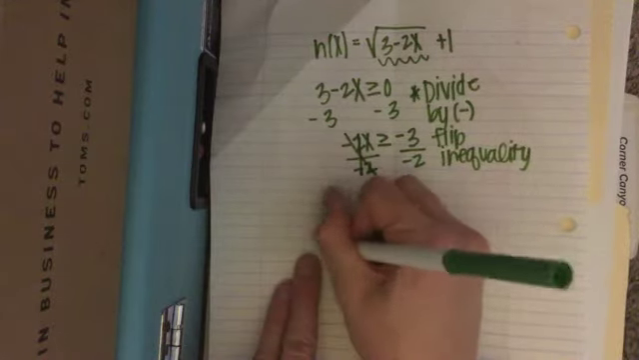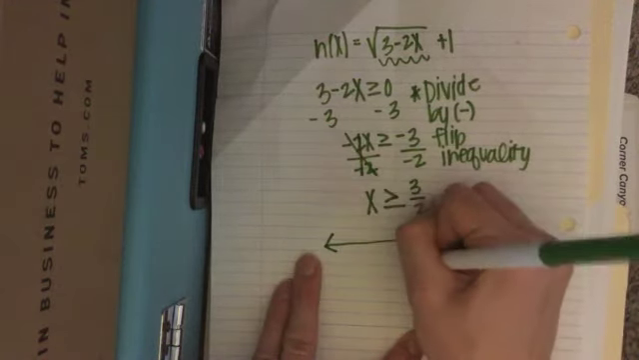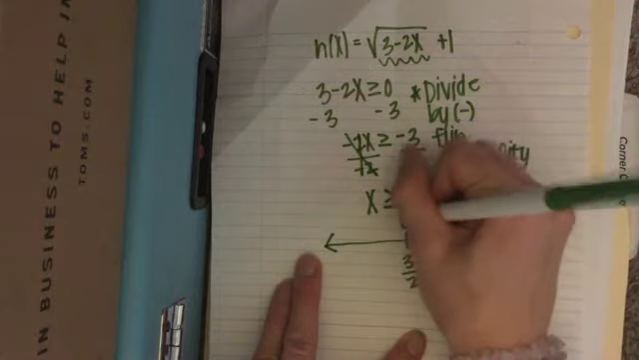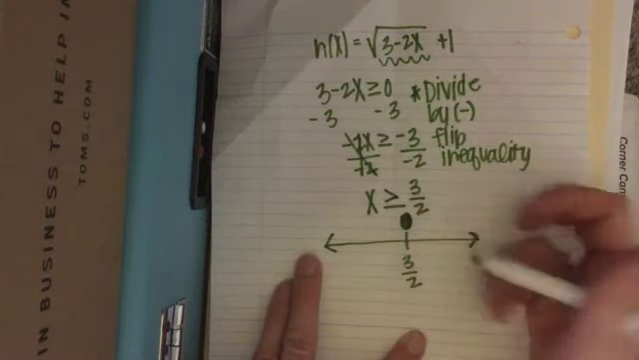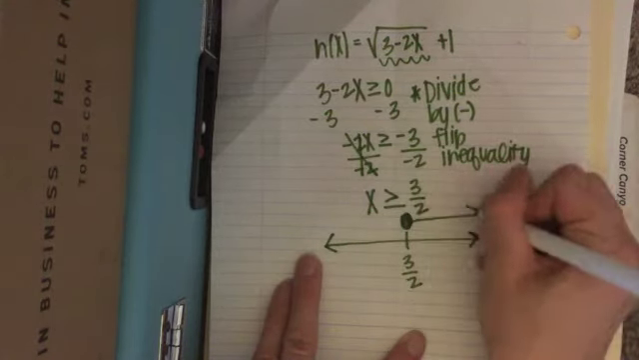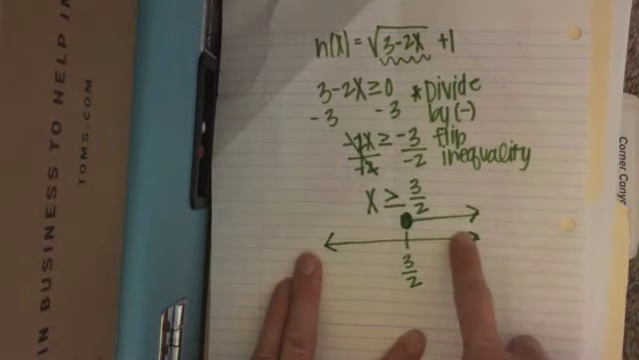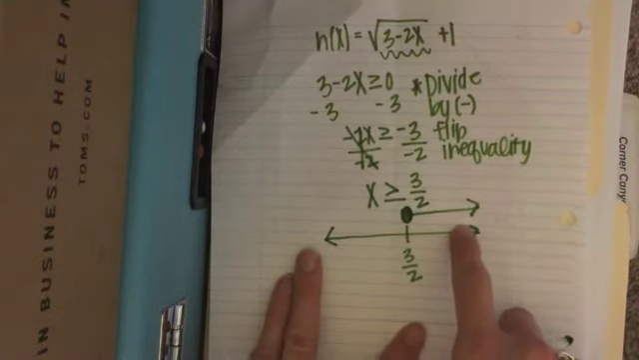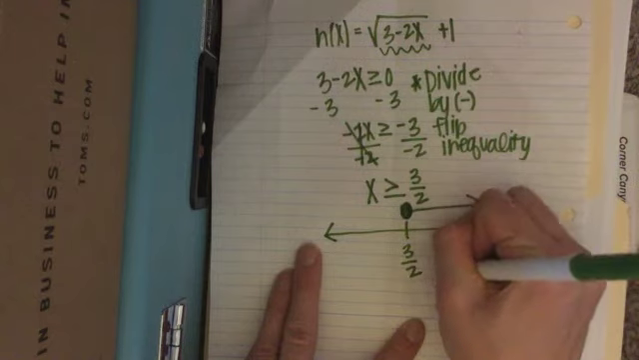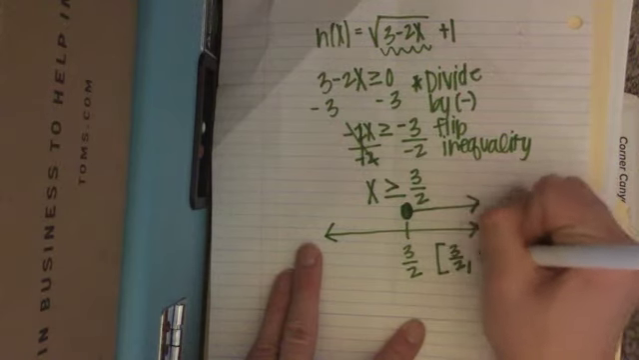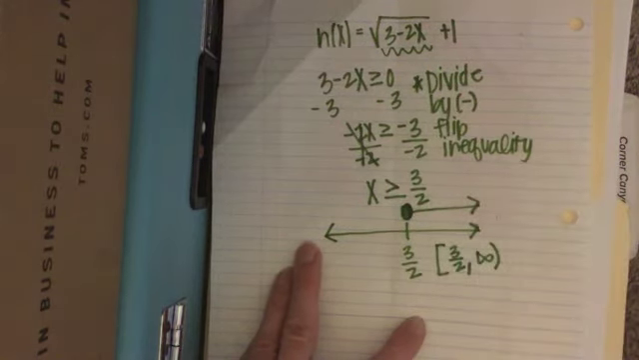Okay, we can draw our number line, go to 3 halves. This is a closed circle because it's greater than or equal to. And whatever direction this is pointing, that's what direction this goes. So our domain here is going to be from 3 halves to infinity.